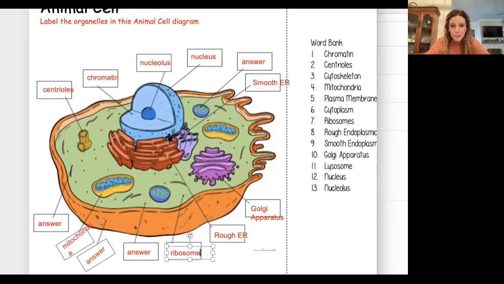Okay, so then this arrow next to the ribosome is indicating the jelly-like fluid that fills the cell. What is that called? The cytoplasm. Okay, so animal cells do not have a cell wall, but all cells have what? A plasma membrane. What's another word for plasma membrane? Cell membrane. Okay, so then centrioles help pull apart what, microfilaments and microtubules. What is another word for those? Cytoskeleton.